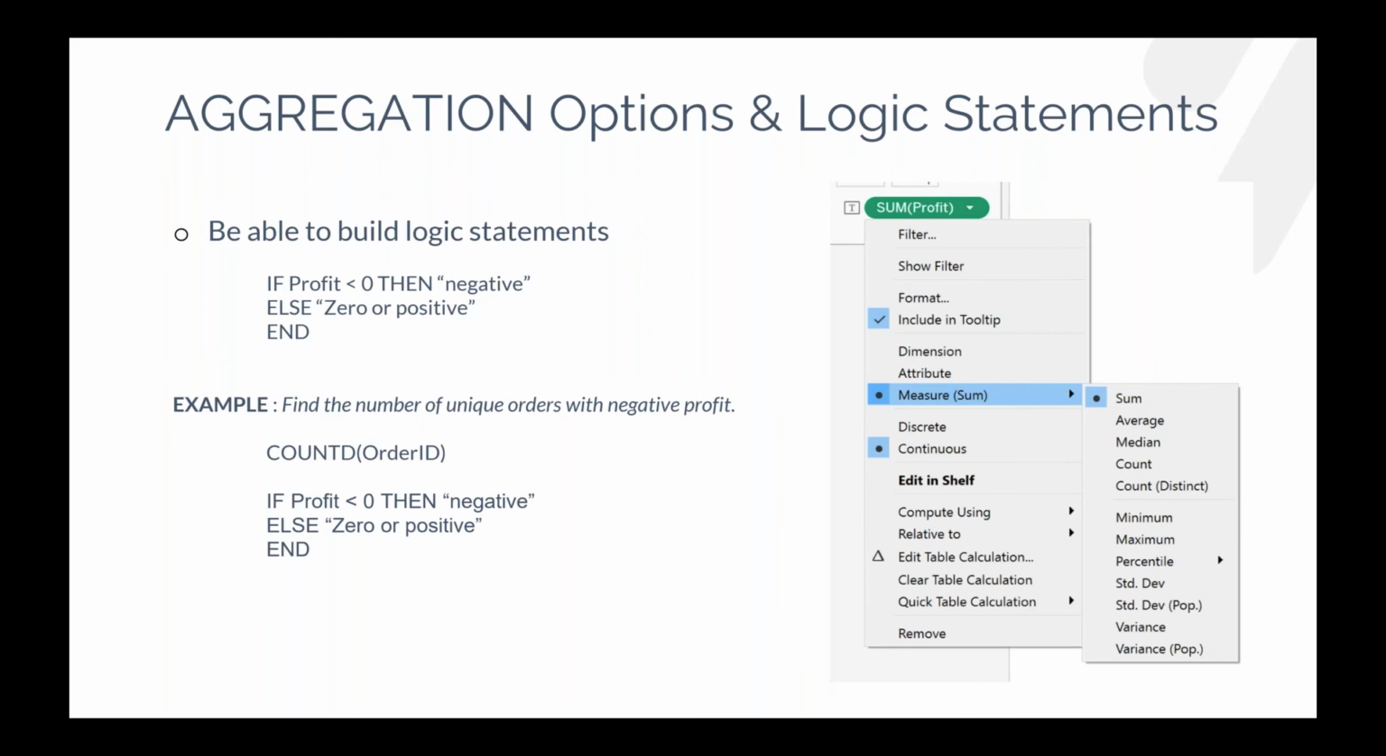Because you are going to be asked a question, something like, you need to find the number of unique orders with negative profit. So for this, you will need to count distinct the order ID, and also you will have to be able to mark the profit as a positive or negative. So you will need to combine these calculations.